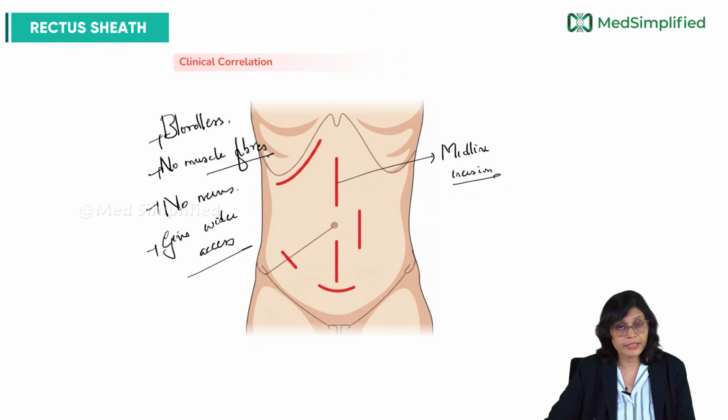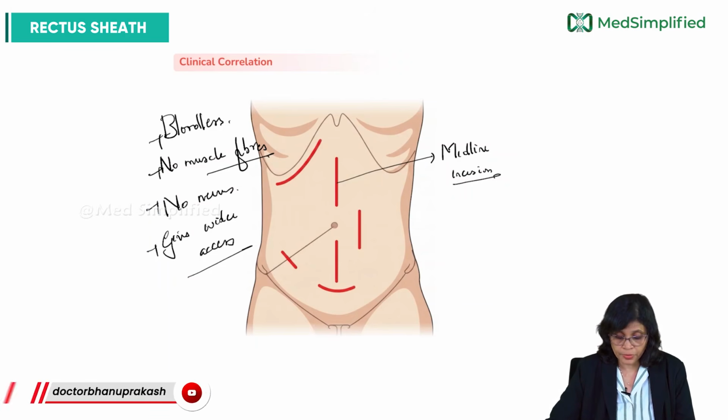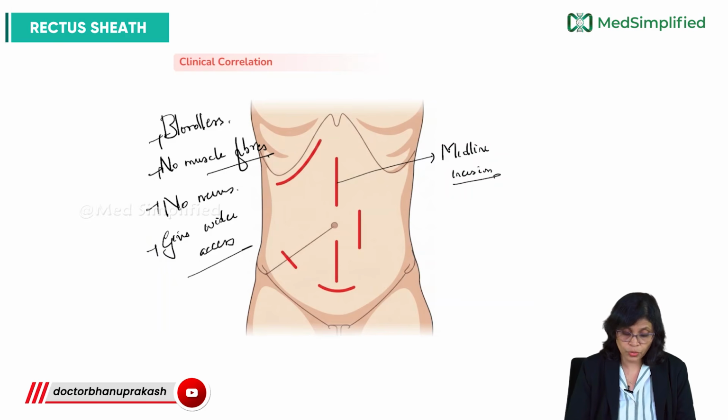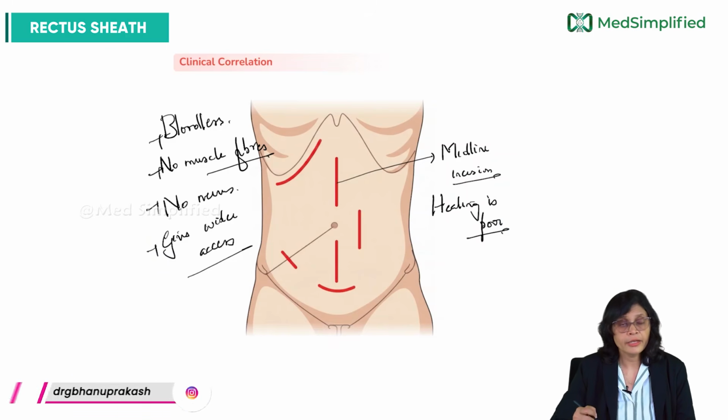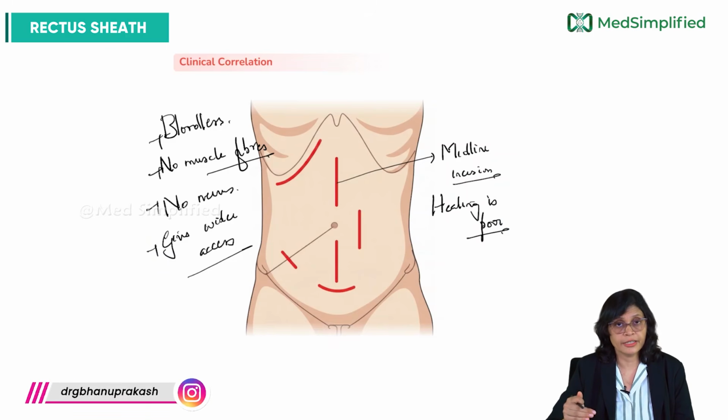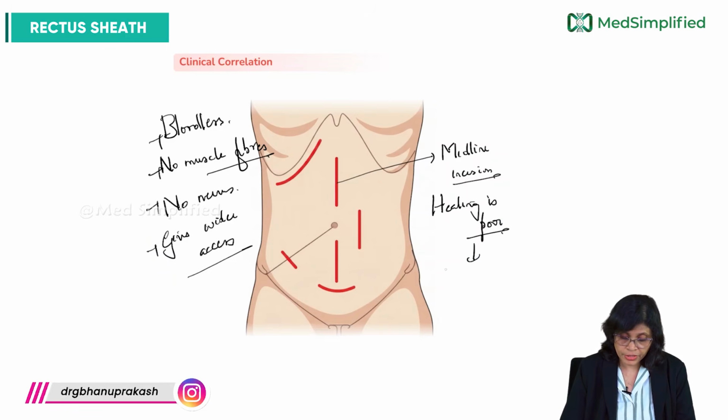Now the disadvantage is what? The disadvantage of the supra umbilical midline incision is that there is no blood supply, so obviously the healing will be poor, and it can lead to incisional hernia. So the chances of incisional hernia are high.